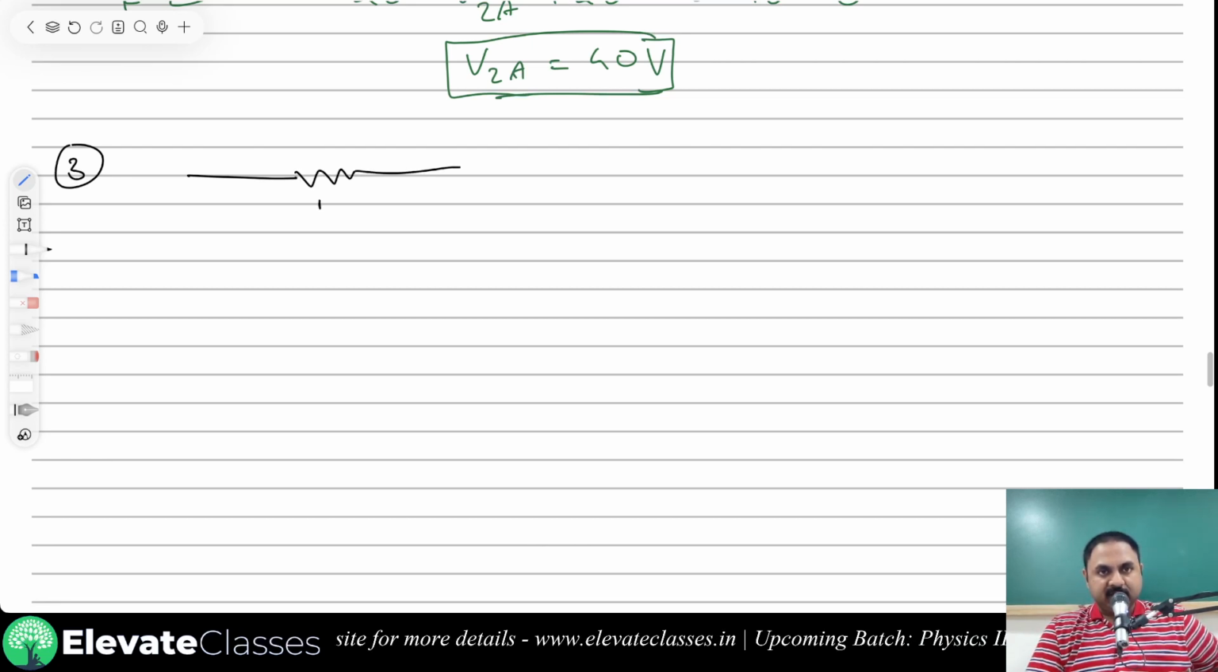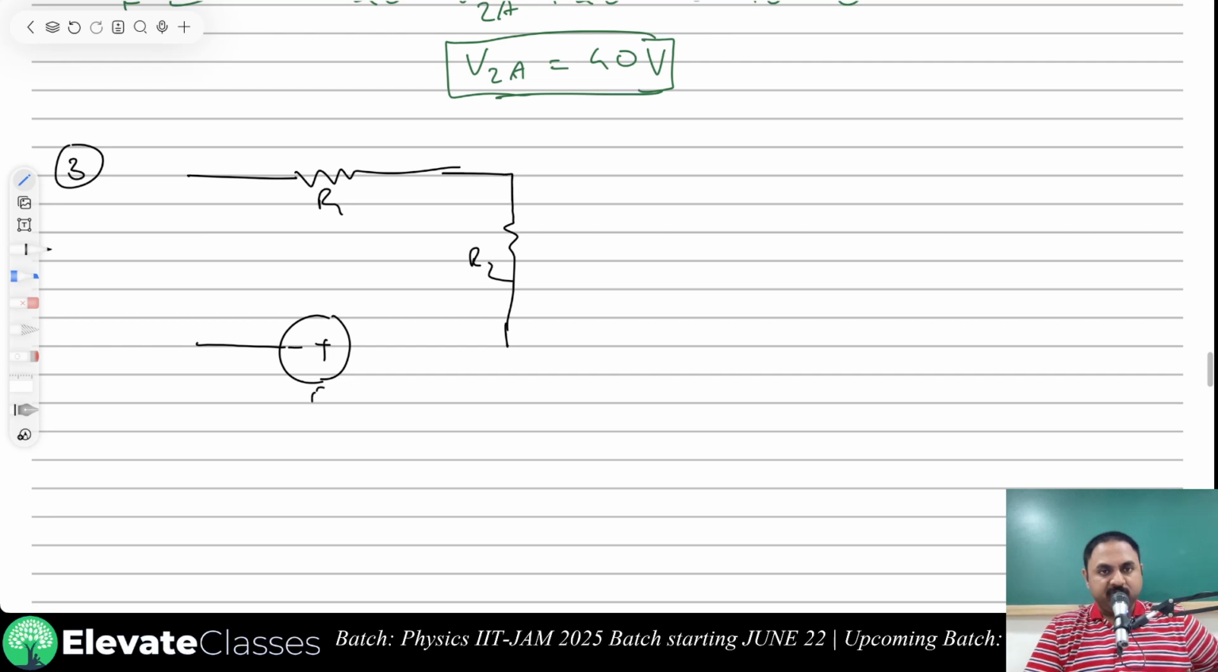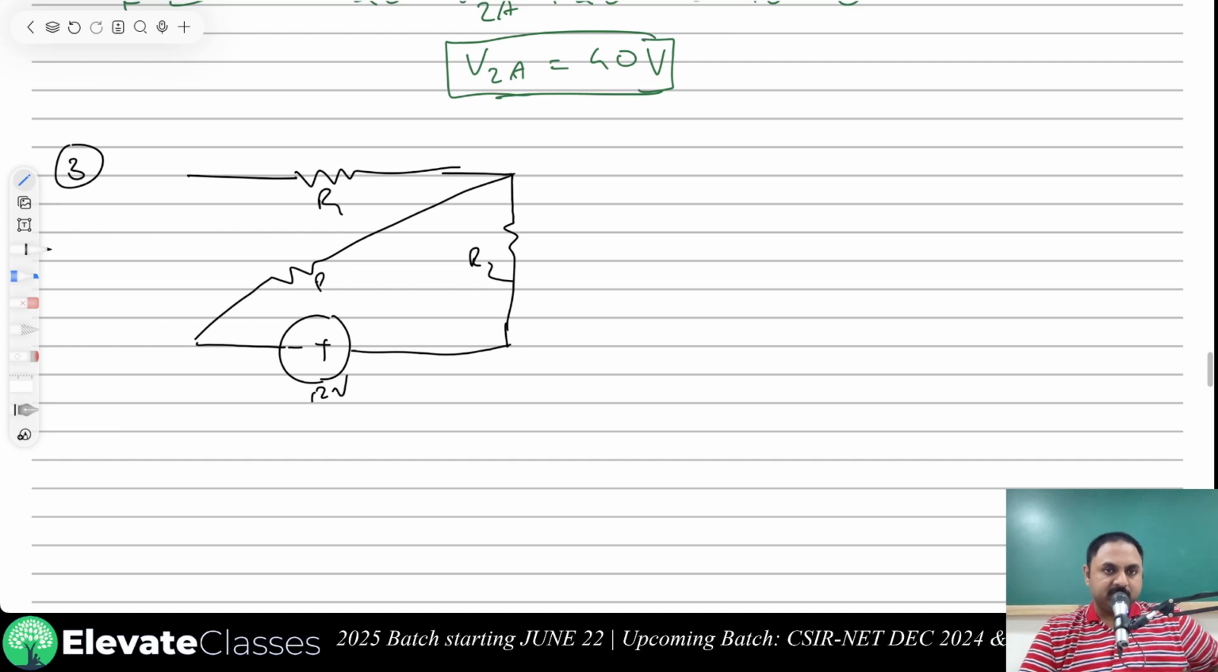This is resistance R1. Value is not given. This is resistance R2. Again, value is not given. A constant voltage source of 12 volts. Another resistance is connected like this. This value is also not given.